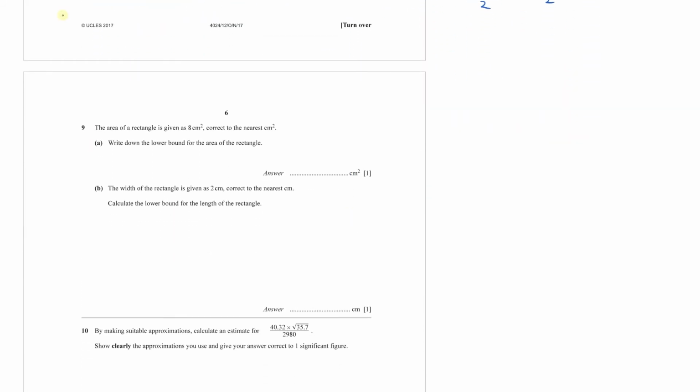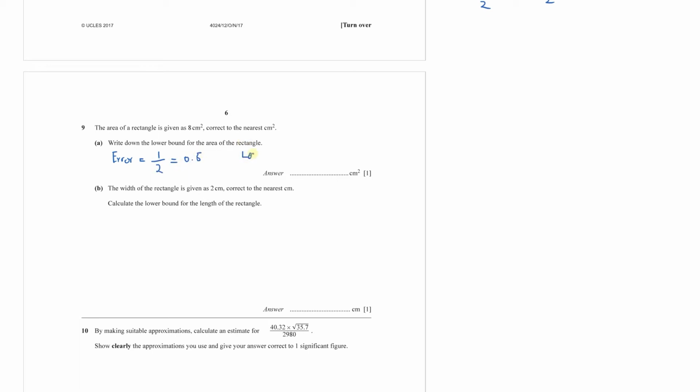Question number 9: the area of a rectangle is given as 8 centimeter square. Correct to the nearest centimeter square, write down the lower bound for the area of the rectangle. So your degree of accuracy is to the nearest 1 centimeter square. So your error is always your degree of accuracy, which is 1 in this case, divided by 2. So your error is 0.5.